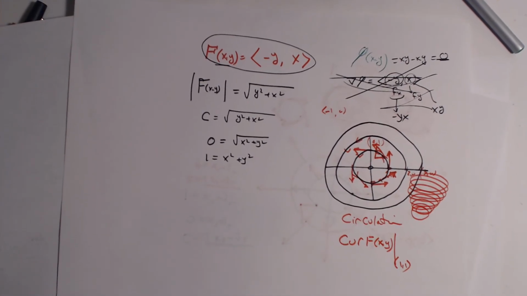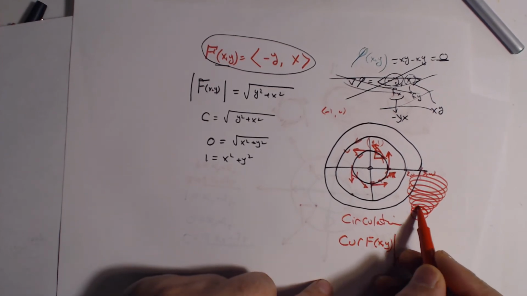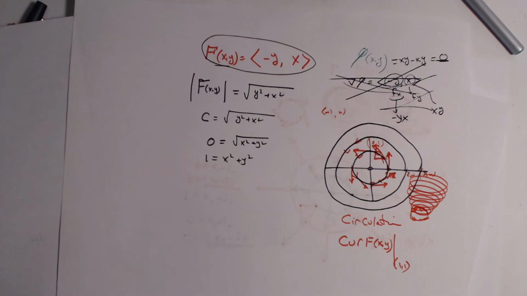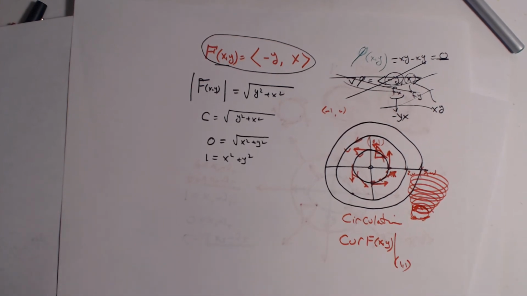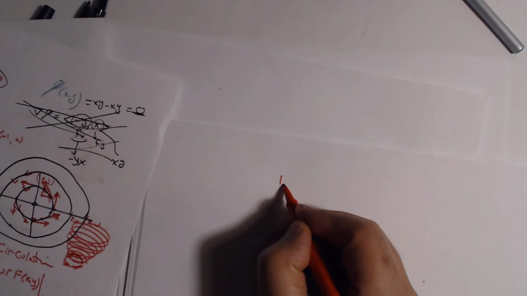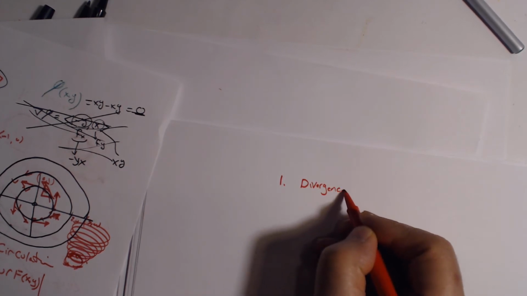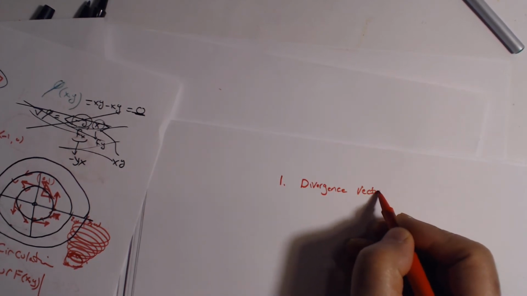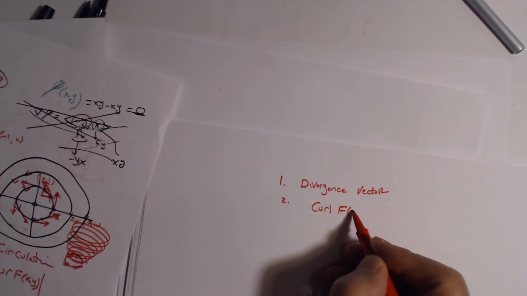What does it mean, a curl? It means how fast this curve is turning. You have to tell me how fast this curve is turning. There are many, many points in this curve, and you have to tell me how fast they are turning. Therefore, today I'm going to talk about 2 things. Number 1, the divergence of a vector field. And number 2, the curl of a vector field.